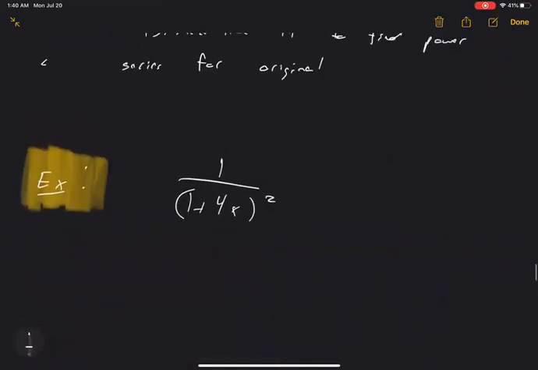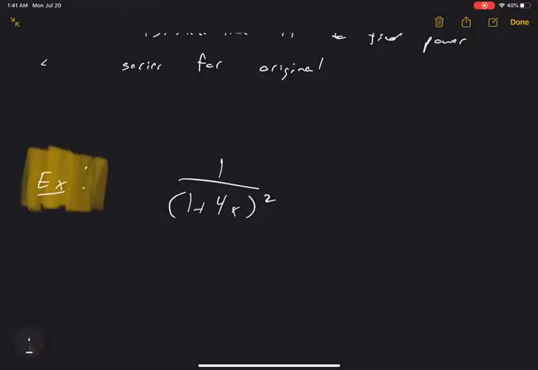So let's say I want to find a power series representation for the function 1 over (1 plus 4x), and then that denominator is all squared. If I just had this, or even this, I could find a power series just by comparing this directly to 1 over 1 minus x. When everything is squared, you can't do that, because there's no nice way to factor this thing to get it to match this or anything close to that.